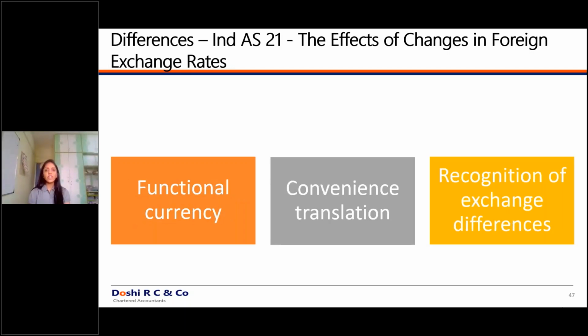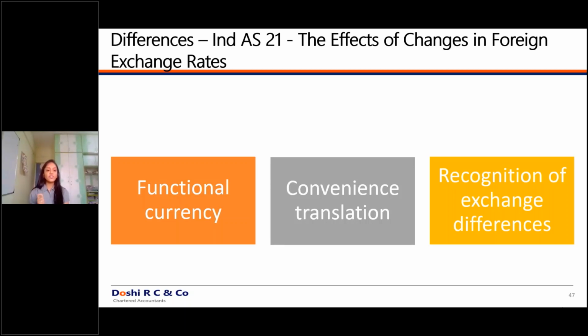In case of Ind AS 21, what is the difference from Indian GAAP? You have a concept of functional currency in Ind AS 21. What is the concept of functional currency? For each entity, it might be a holding company, subsidiary company, or any entity, you decide which is the functional currency.